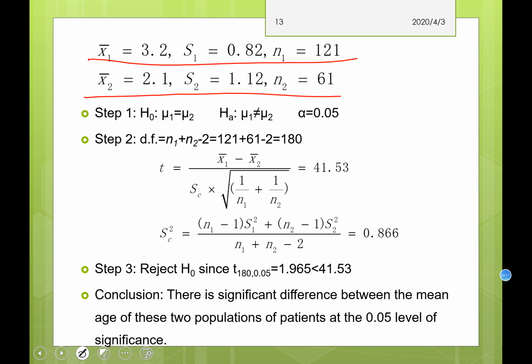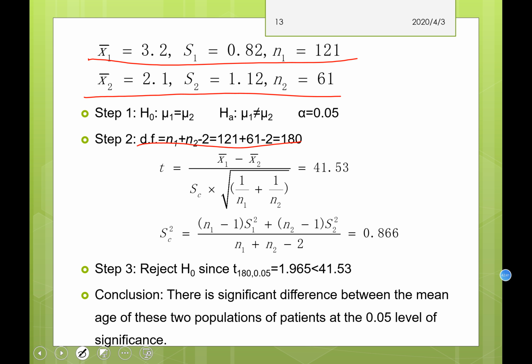H0 is mu1 equals to mu2. HA is mu1 is not equal to mu2. Alpha equals to 0.05. Step 2. The first one, we calculate the DF. DF is 180. We have explained how we can get that.